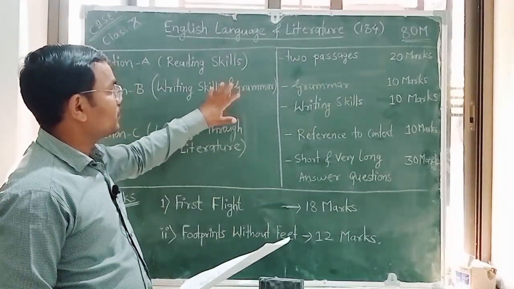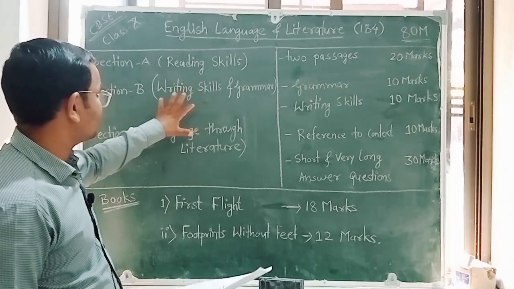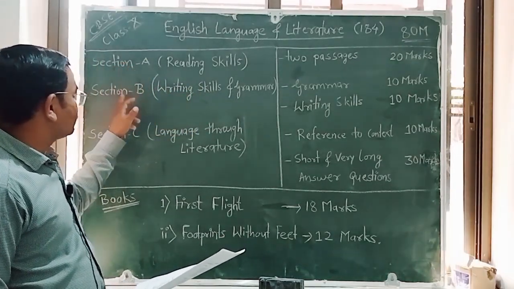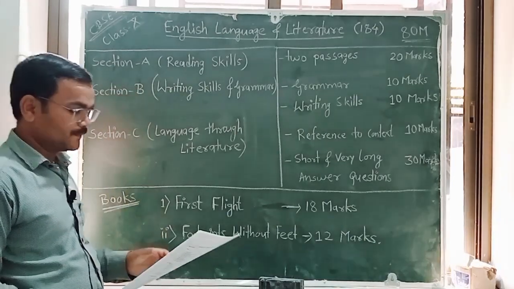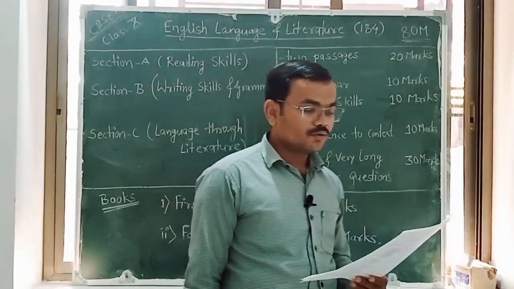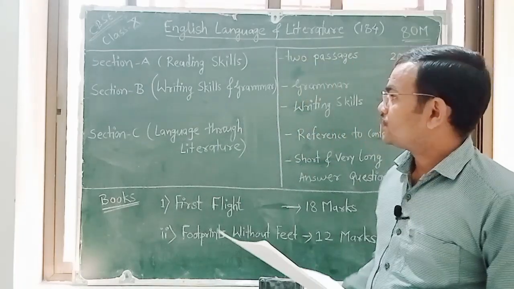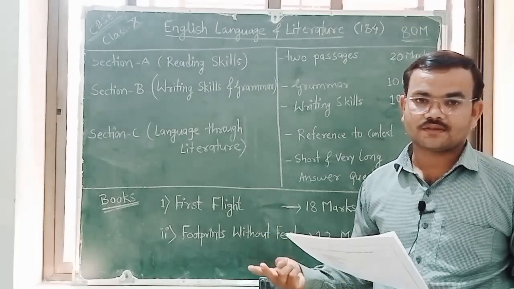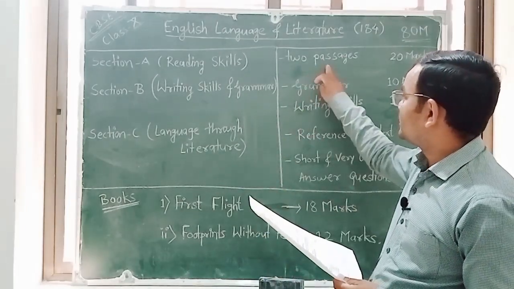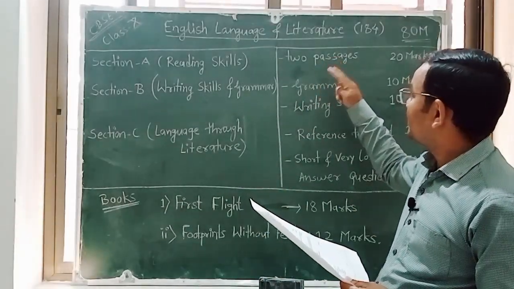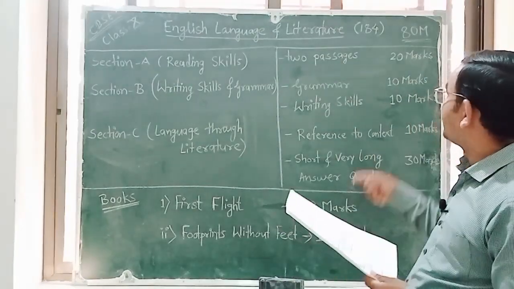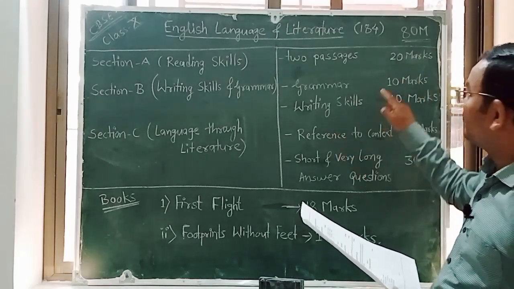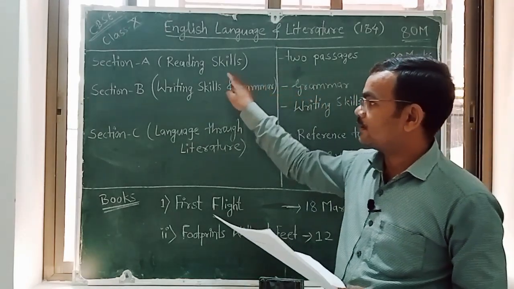The question paper of English language and literature has been divided into three parts: section A, section B and section C. Section A includes reading skills. In section A you will be having two passages, each of 10 marks, total 20 marks. So there will be 20 marks for section A.